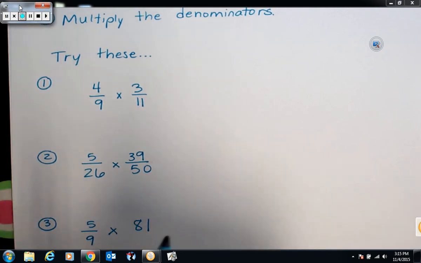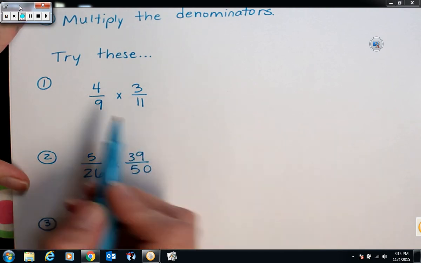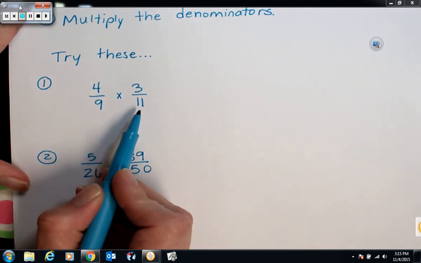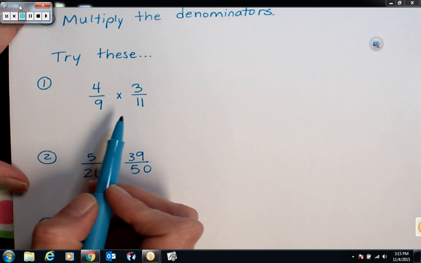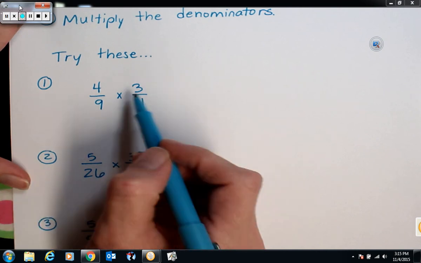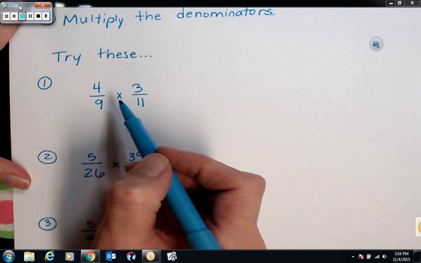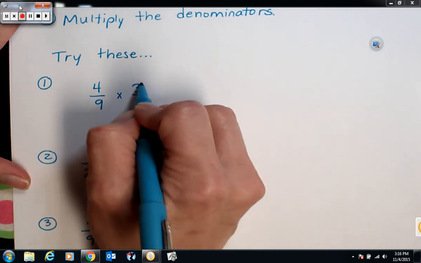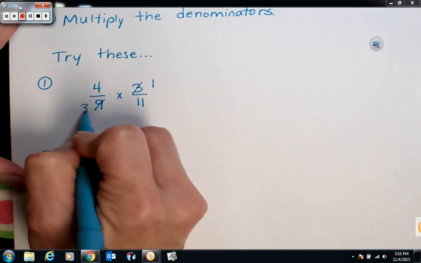4/9 times 3/11. The first thing I'm going to do is look for numbers on the diagonal that share a common factor. Do 4 and 11 share a common factor? No, the only factor they have in common is 1, and that's not too helpful. So then look on the other diagonal. Do 3 and 9 have a common factor? Yes, their greatest common factor is 3. So I'm going to divide 3 by 3 and get 1, and divide 9 by 3 to get 3.